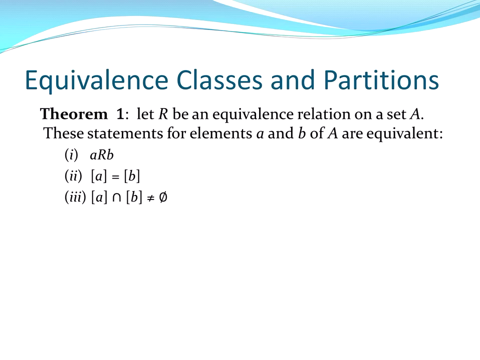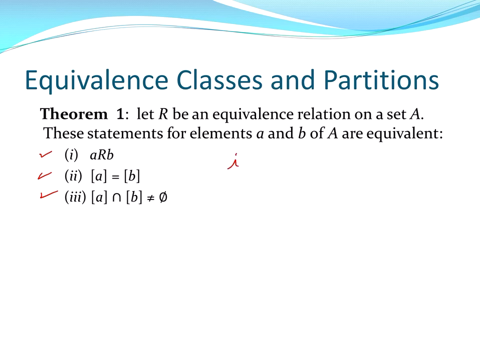Okay, theorem 1. We have some things we can state about these equivalence classes under a relation R on a set A. All of these three statements are equivalent. One: a is related to b under the relation. Two: the equivalence class of a is equal to the equivalence class of b. Three: the equivalence class of a intersected with the equivalence class of b is non-empty. We're going to do a quick proof of the first one implying the second one.